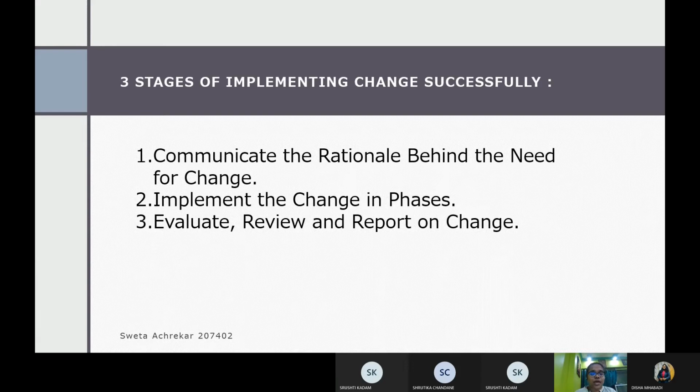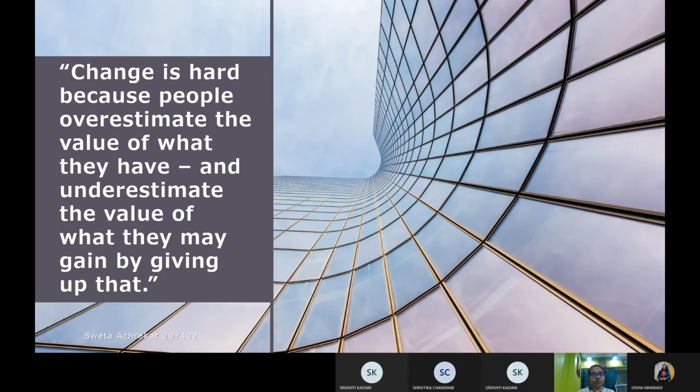While searching the topic, I came across this wonderful thought which I would like to share with you all. Change is hard because people overestimate the value of what they have and underestimate the value of what they may gain by giving up that. People are generally afraid of failure, and that is the main reason they hesitate to adapt to change. But by doing this, they focus more on their incapabilities and underrate themselves.